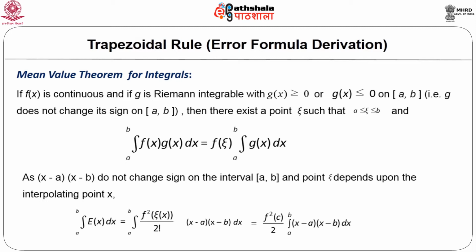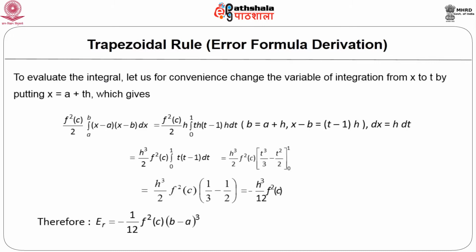Now, in order to be able to evaluate the integral a to b of (x minus a)(x minus b) dx, for our ease of convenience, let us change the variable from x to t. So, x becomes a plus th. Let us substitute x is a plus th and we will change the variable of integration from x to t. So, the limits of the integral will become: when x is a, we get a is a plus th, so t is 0, and when x is b, we get b is a plus th, so the value of t becomes 1. So, limits of integration become lower limit 0, upper limit 1, and inside, x minus a is th and b is a plus h.